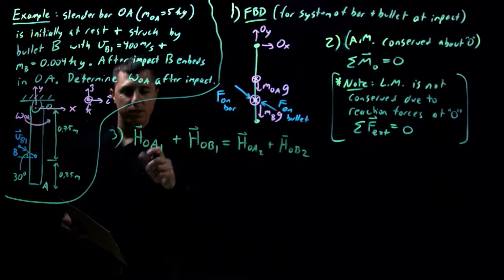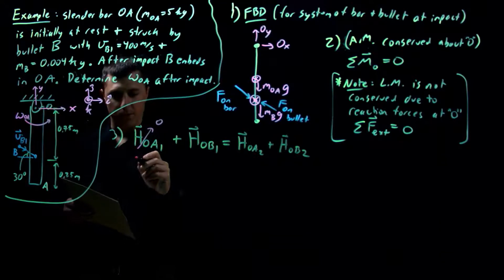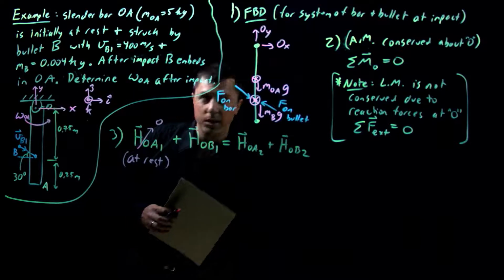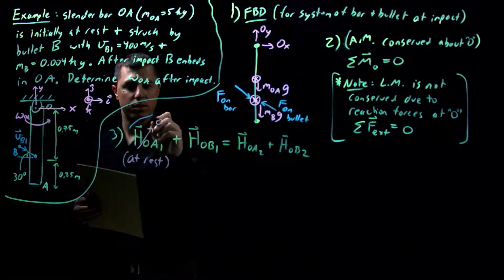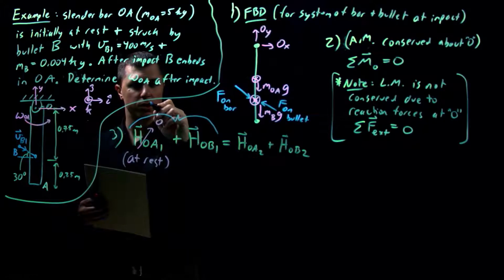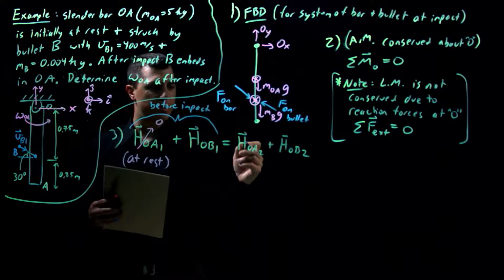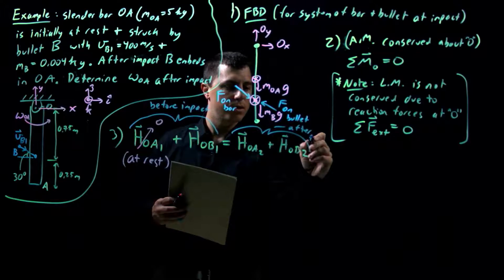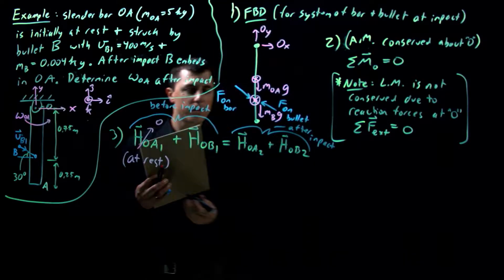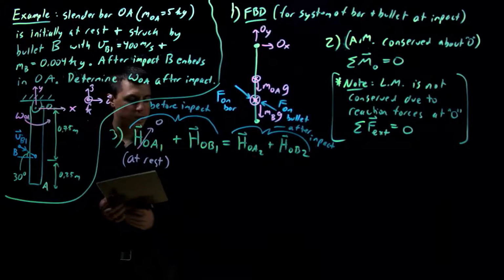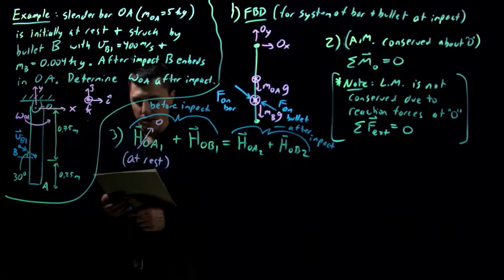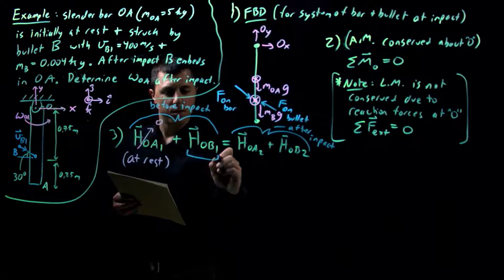Well, this is 0 because originally the bar is at rest in state 1. Should we categorize these? So this is just before collision, before impact, and this is after being embedded, after impact. All right, so that's what we mean by a two-state analysis here. Okay, so this one's at rest. Let's see, what's the angular momentum for the bullet?